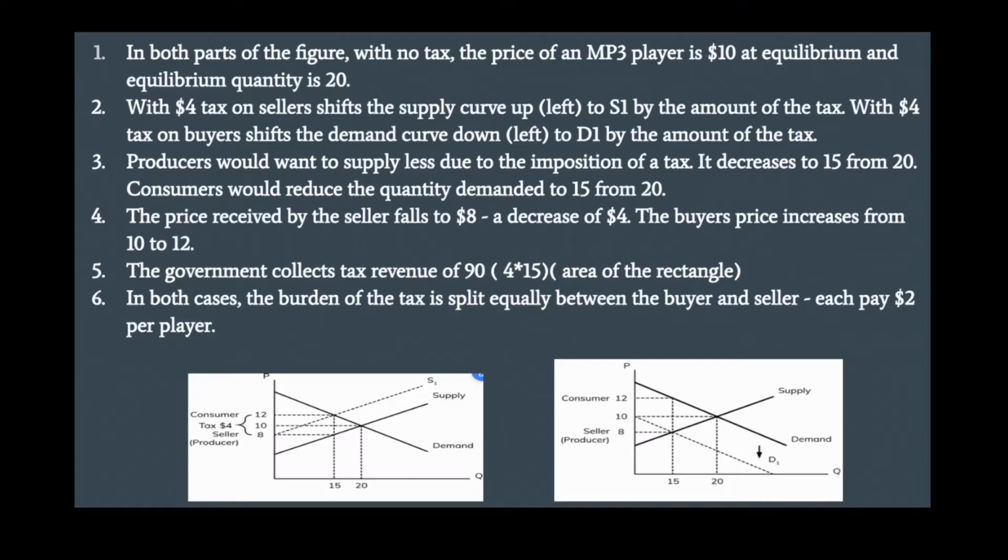The government collects tax revenue of 60, that is 4 times 15, that is the area of the rectangle. In both cases, the burden of the tax is split equally between the buyer and the seller. Each pays $2 per player.